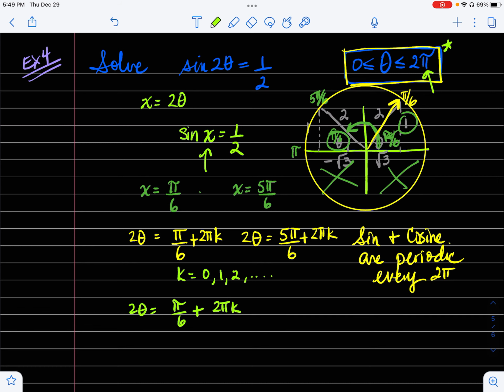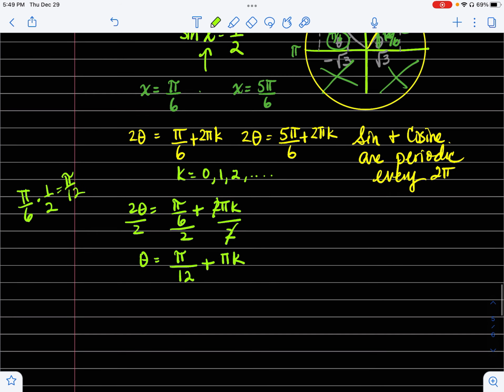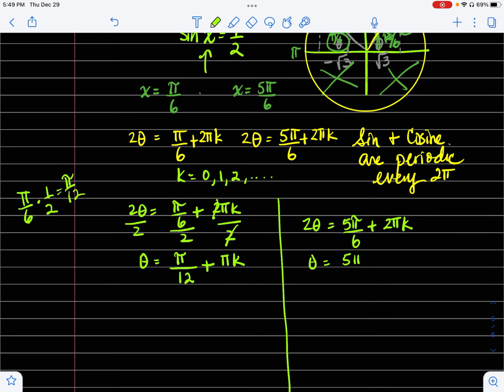However, we're not trying to find 2 theta, we're trying to find theta, so we'll have to divide everything by 2 so that we get the value of theta. Pi over 6 divided by 2 is basically pi over 12 plus pi times k, because the 2's are going to cancel. The pi over 6 divided by 2 is basically keep, change, flip. That'll make it half, which equals pi over 12. So that's that. And then on the other column, 2 theta can also be equal to 5 pi over 6 plus 2 pi k. So theta would equal 5 pi over 12, dividing everything by 2, plus pi k.